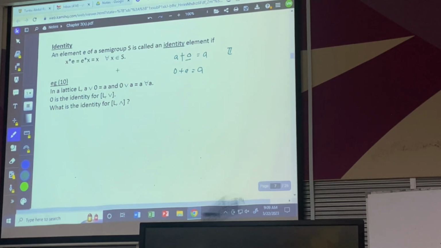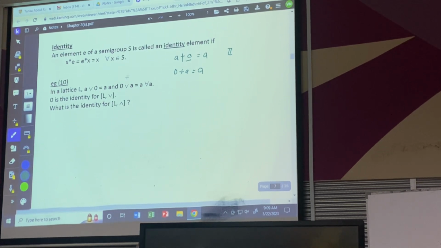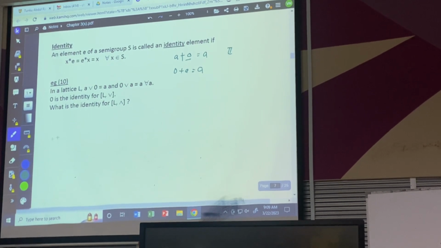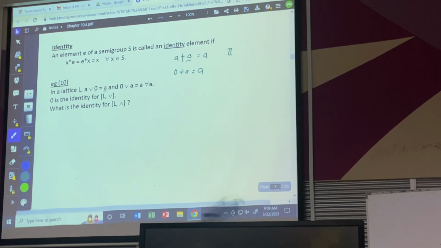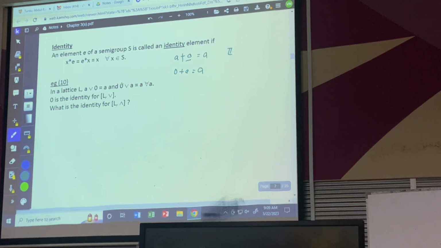So here we look at the example, how do we do the identity? So here comes the lattice also. The operator is OR. So when we find the identity for the operator OR, it will be A or 0 equal to A, 0 or A also A, right? So that means the identity in this case is 0.